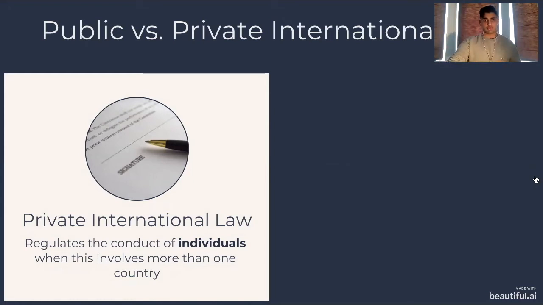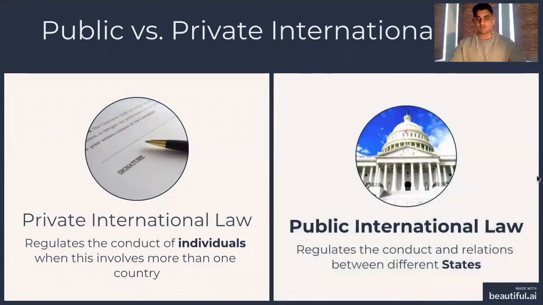What this course will cover is not this, but public international law. This is regulating the conduct and relations between different states, right? So private international law, it's people contracting with each other. Public international law, it's countries acting with each other or cooperating with each other or conducting relations with each other.